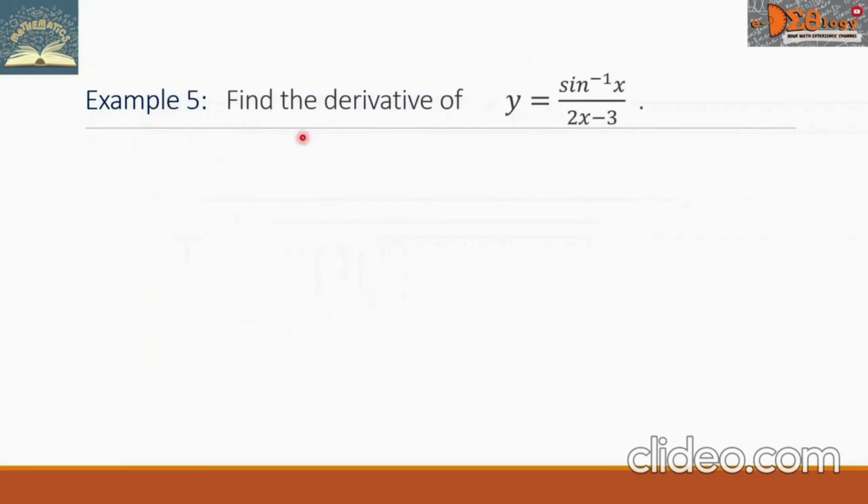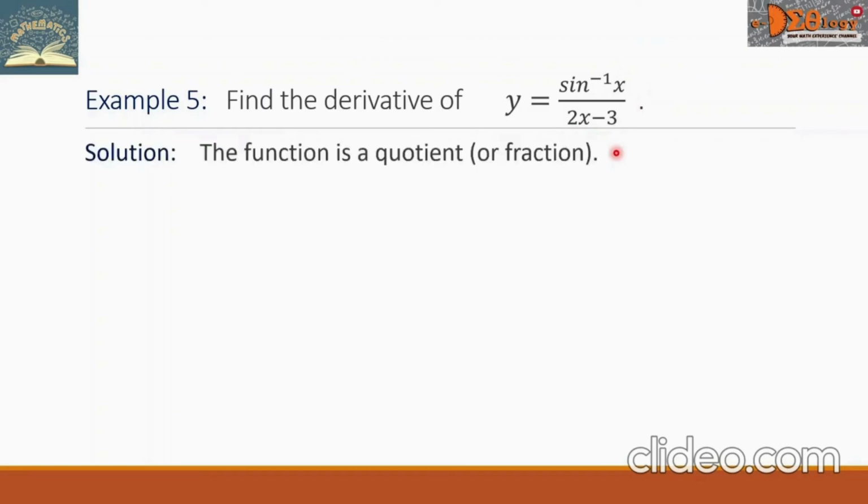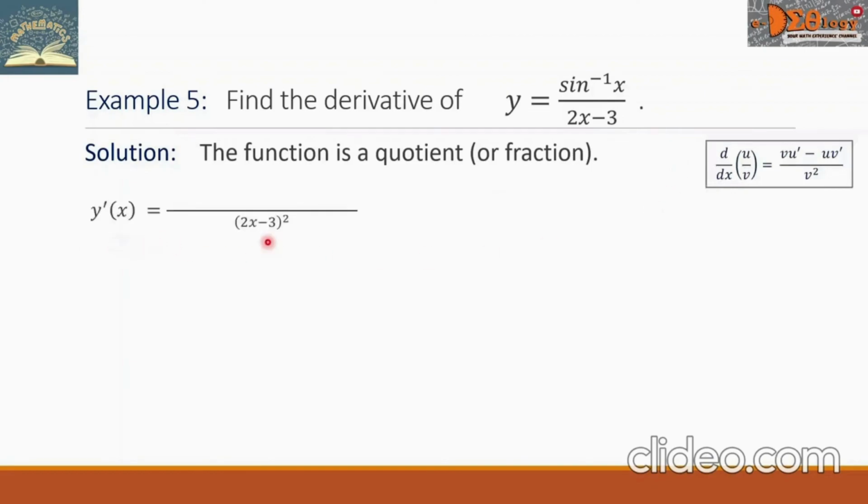Example 5. Find the derivative of y equals sine inverse x all over 2x minus 3. Note that the function is a quotient or fraction. Therefore, we are going to use the quotient rule. Let's start taking the derivative.